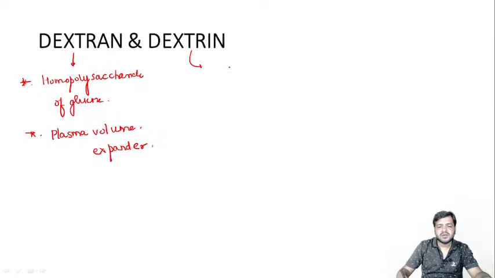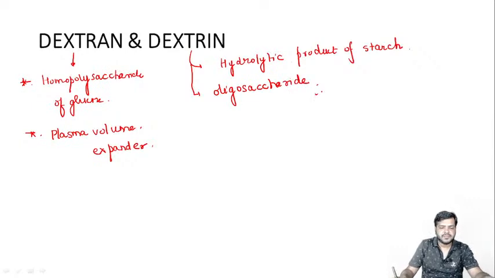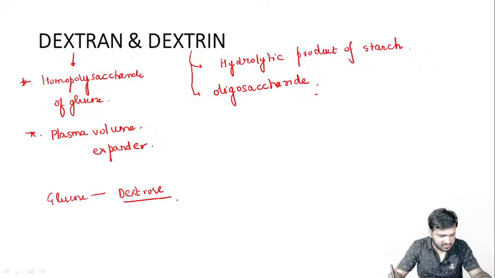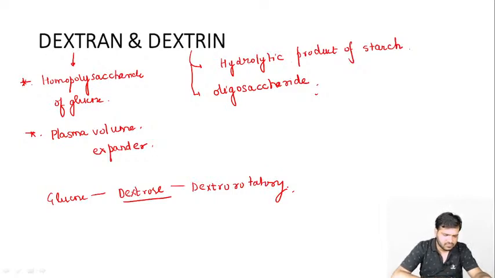Coming on to the dextrin part, remember it is the hydrolytic product of starch, and it is an oligosaccharide. We also call glucose dextrose, that is again a different term. And remember that it is dextrorotatory.